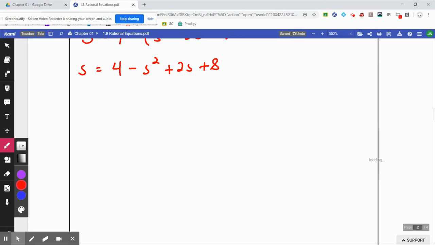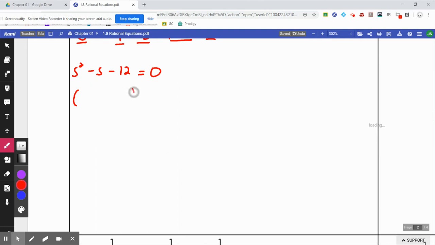Everything gets moved to the same side, so I'm going to take my equal sign. I'm moving everything to the left side, so minus s squared becomes positive s squared. When you take s and you subtract 2s, that gives you a minus s. And then 4 and 8 was 12. When you move it to the other side, you get minus 12.